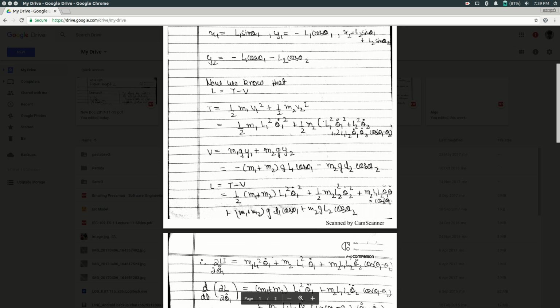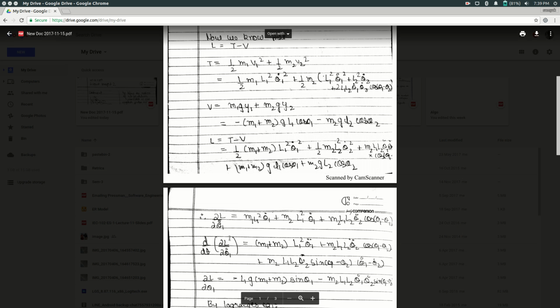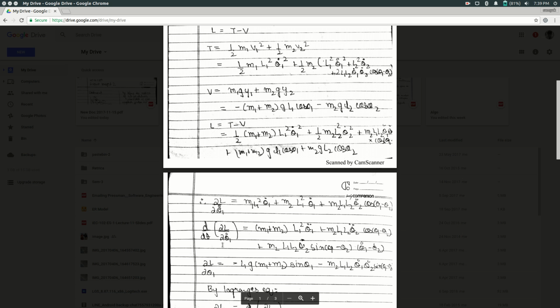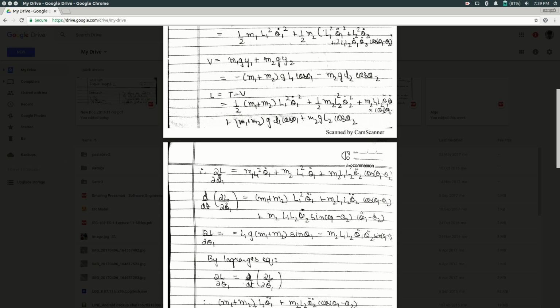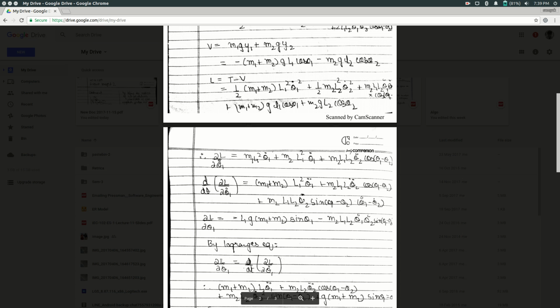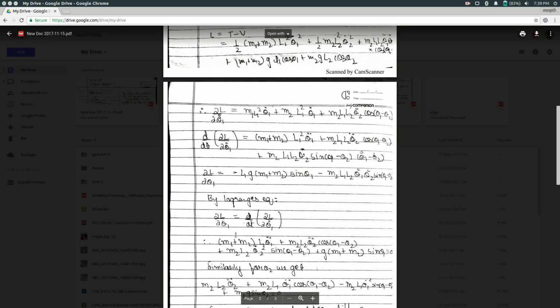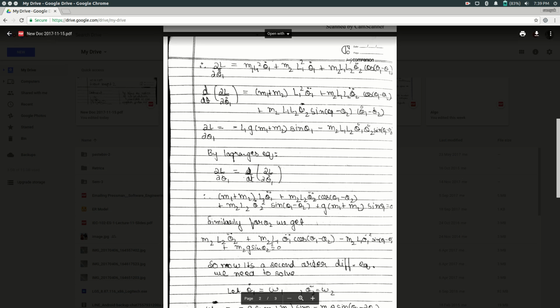So the Lagrangian is T minus V, which gives us this. First we differentiate L with respect to theta 1 dot, we get this, and then we differentiate this with d by dt and we get this. Also, dL by d theta 1 equals this. We did this because by the Lagrange equation, del L by del theta 1 equals d by dt of del L by del theta 1 dot. Putting in the values, we get this equation. Similarly, we do the same thing for theta 2 and we get this equation for theta 2.